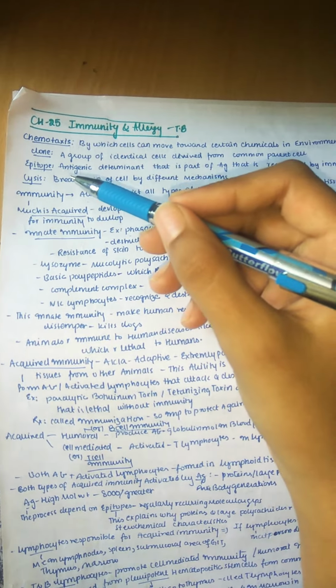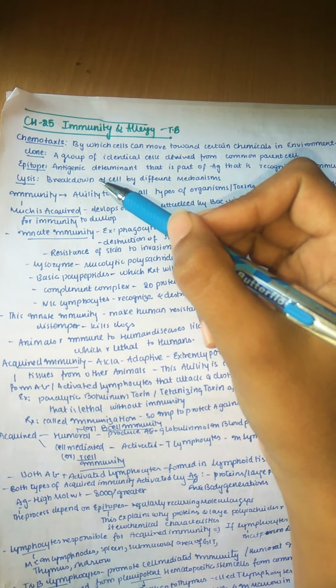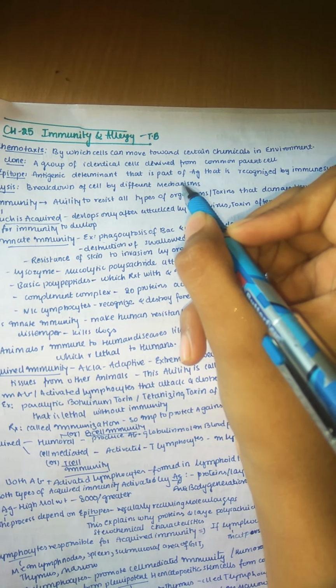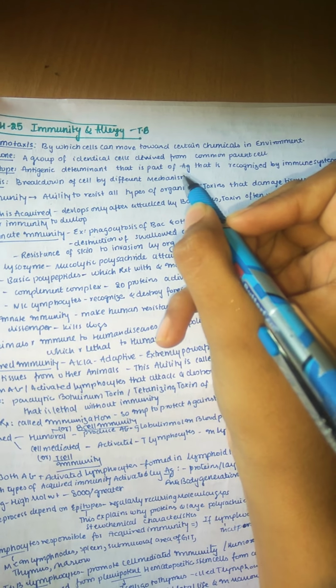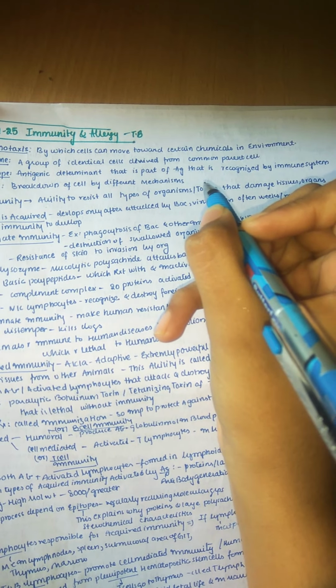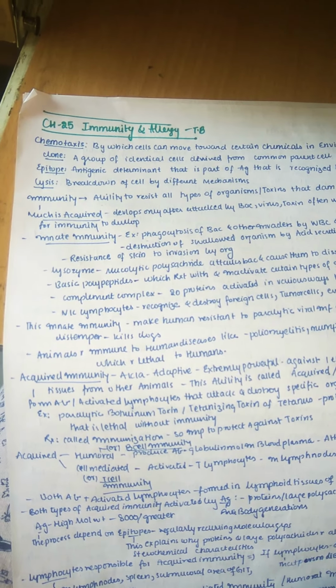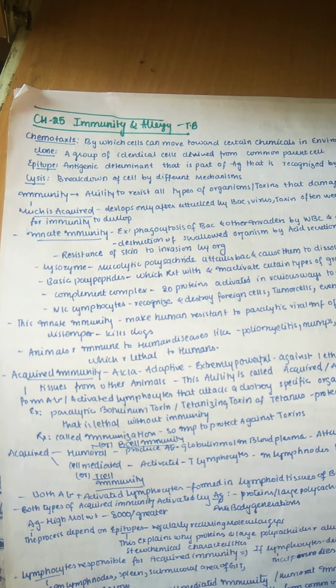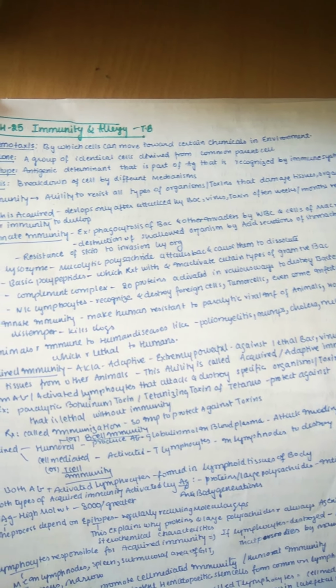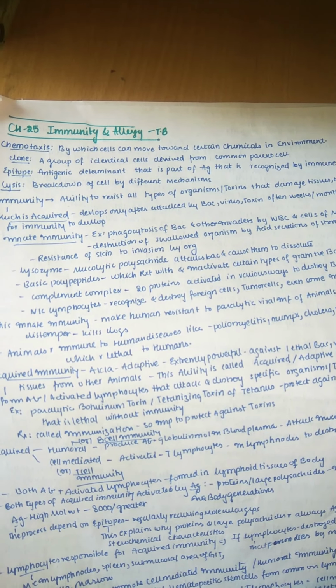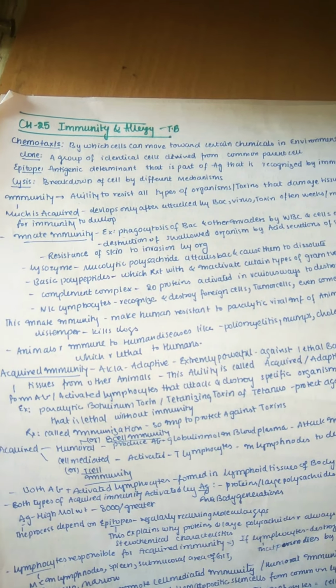And next, coming to epitope. An epitope is an antigenic determinant that is a part of the antigen that is recognized by the immune system. So an epitope is nothing but an antigenic determinant site present on a part of the antigen that is mainly recognized by the immune system. Our immune system finds this epitope on the antigen.